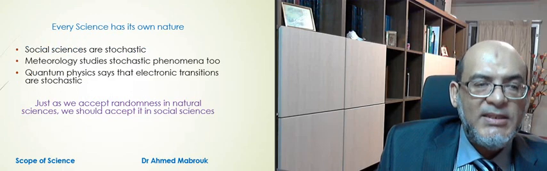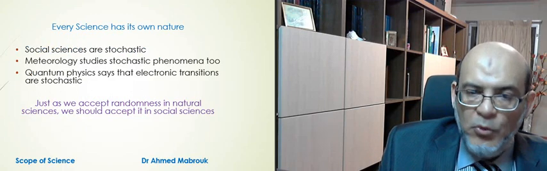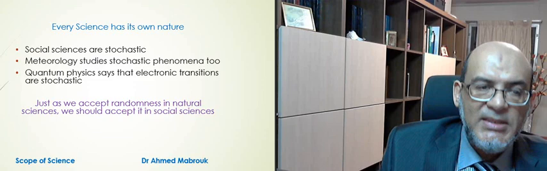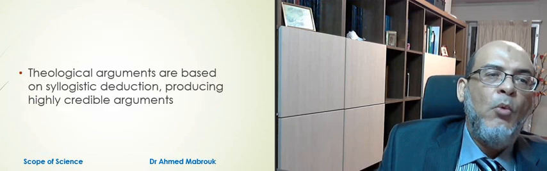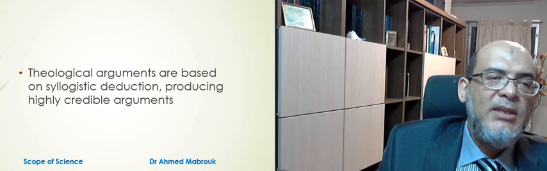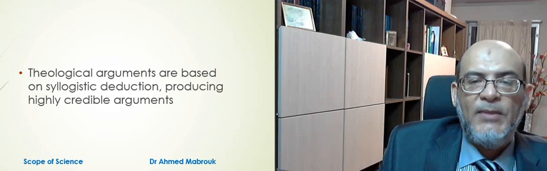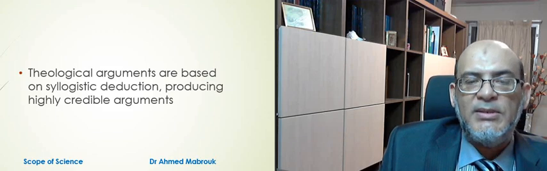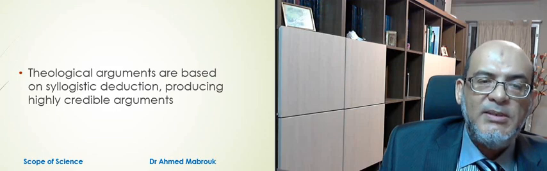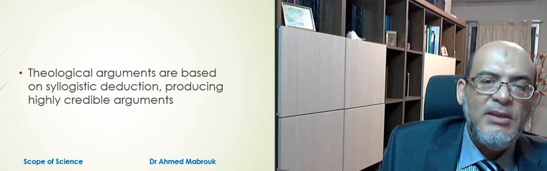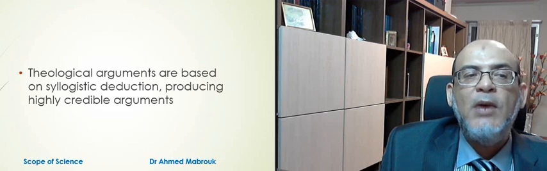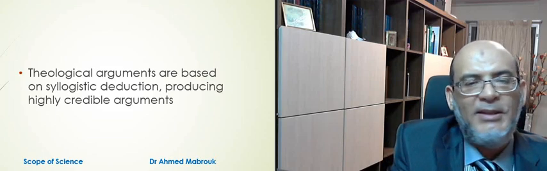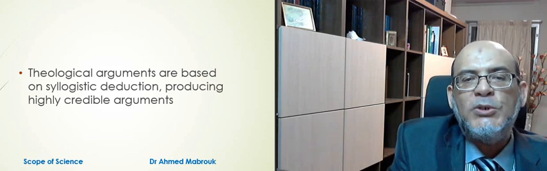So the same way we accept randomness in natural sciences, we should apply the same to social sciences and accept that social science should give us some statistical results. When it comes to religion, religion actually is based on syllogistic deduction. Syllogism is a very strong way for proving things. You come up with two premises, and if you agree with the two premises, you have also to agree with the conclusion. That's how strong it is. There is no way you will accept the premises but say, then I cannot take the conclusion. It doesn't work like that.